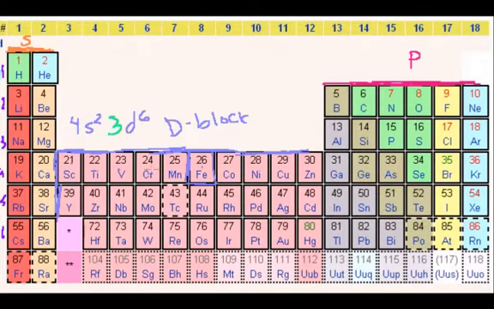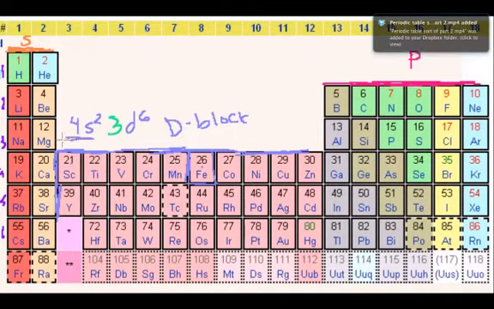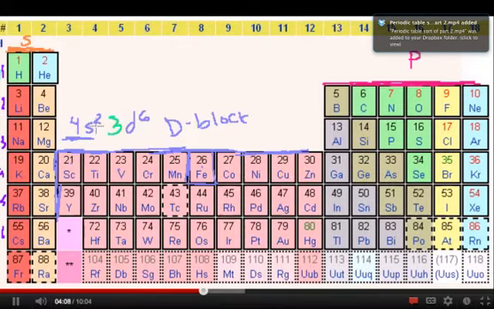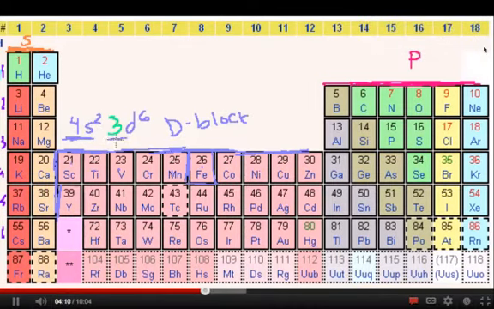4s2, 3d6. If I said what are the electrons that are in the outermost energy shell, I would say that there are 2 electrons in the outermost energy shell for iron. But if I were to say which energy shell has the highest energy electrons, it would be these.